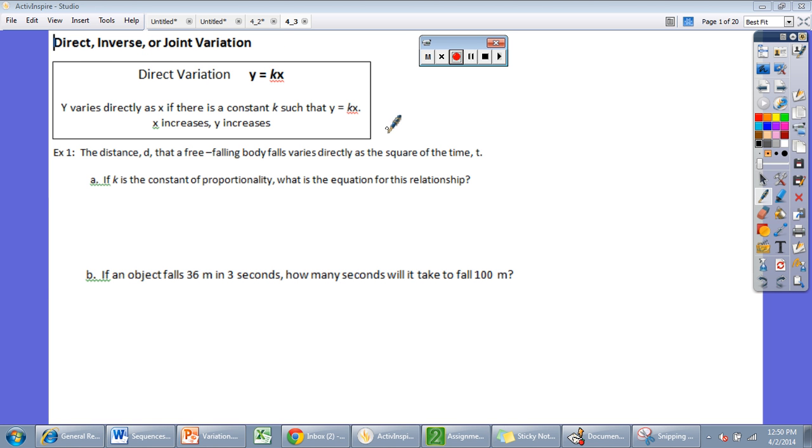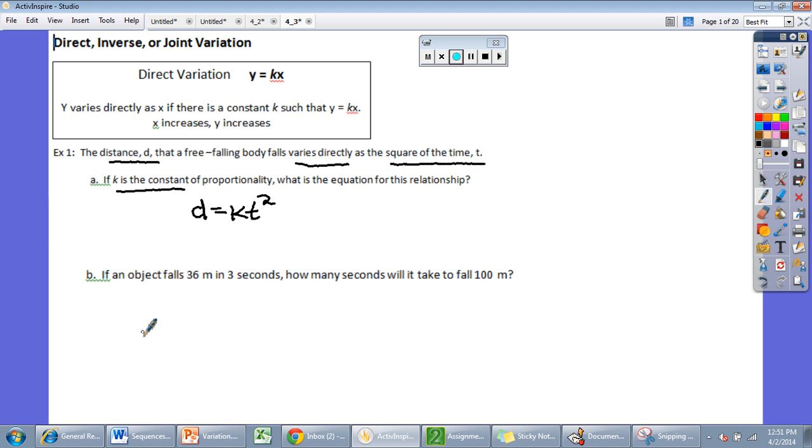You can read this. So the distance that a free-falling body falls varies directly as the square of the time t. So we know we're using this equation, and k is going to be our constant. What is the equation for this relationship? So the distance d varies directly, k is our constant, as the square of time t. So as t squared. And that's all there is to it.